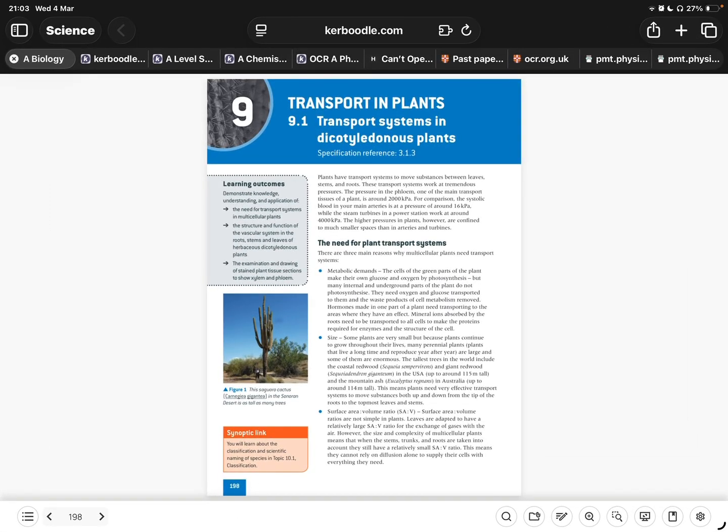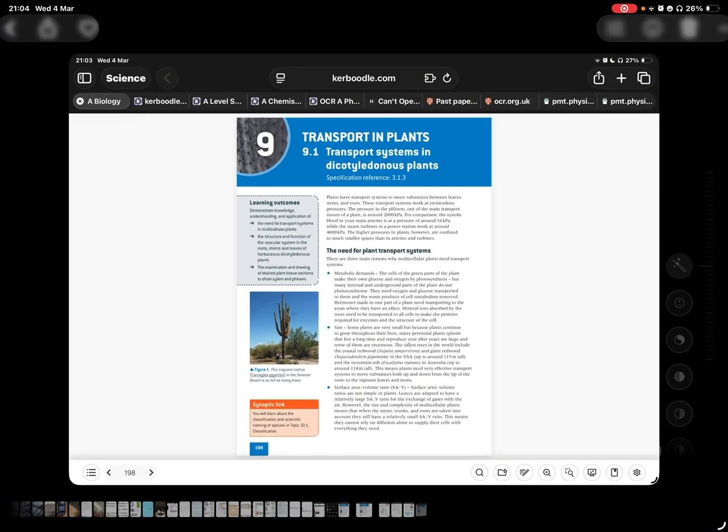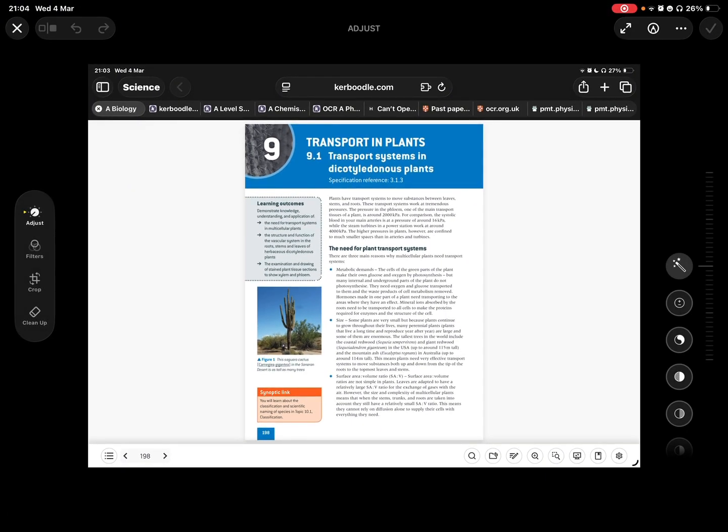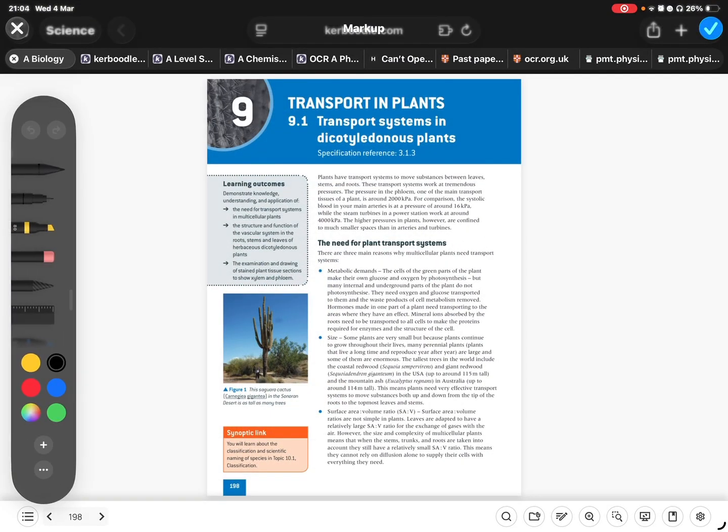We're talking about transport in plants for this biology lesson. First, lesson 9.1: Transport systems in dicotyledonous plants.